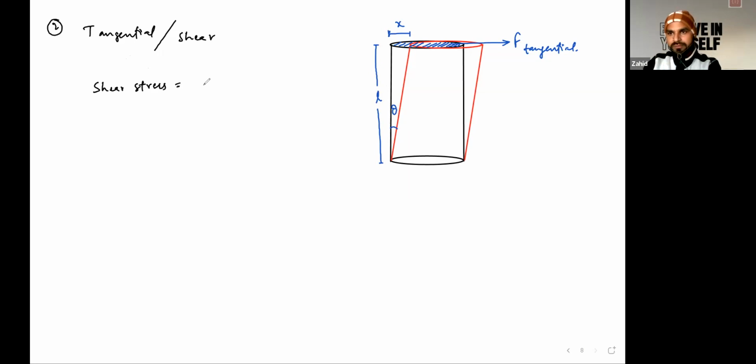So it is the amount of deforming force, and it should be tangential. So it will be F tangential divided by area of cross section. Is it clear? Yes, sir.